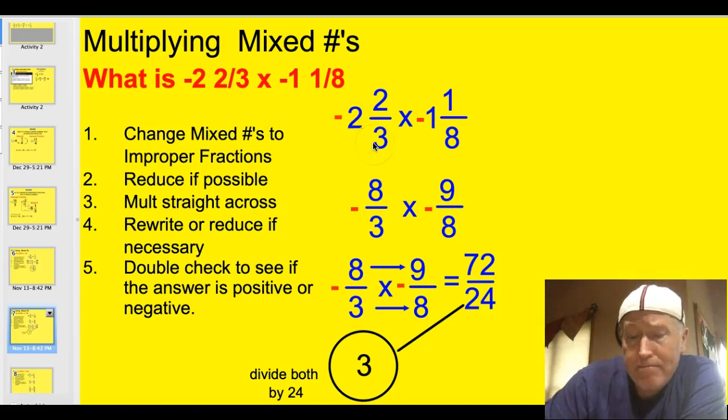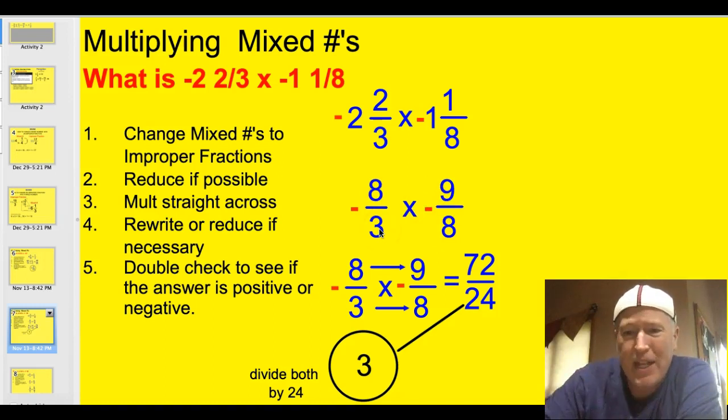2 times 3 is 6, plus 2 gives me negative 8/3. I got 1 times 8 is 8, plus 1 is negative 9/8. So I've made them both into improper fractions. I can reduce here if I want to, but let's just pretend I don't know how to do that, or I don't like to do that. You can just multiply straight across.